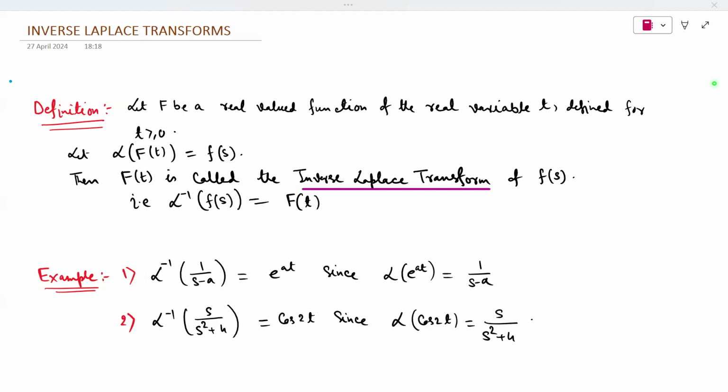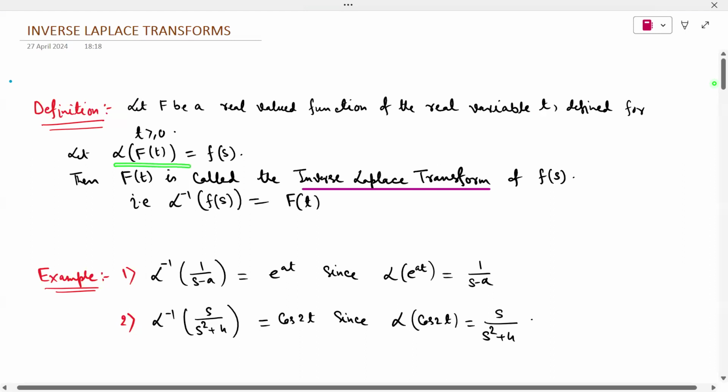So now we start. Let f be a real valued function of the real variable t, defined for t greater than 0. If the Laplace transform of F(t) equals f(s), which we already defined like this, then f(t) is called the inverse Laplace transform of f(s). That is, L inverse of f(s). You are just taking this L to the other side as an inverse, so L inverse of f(s) becomes f(t).